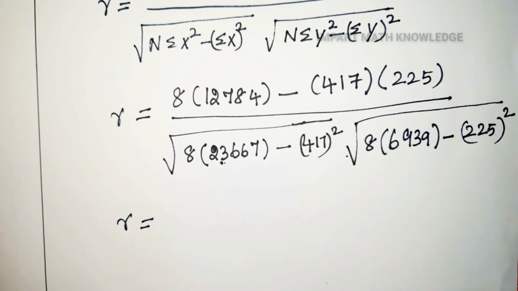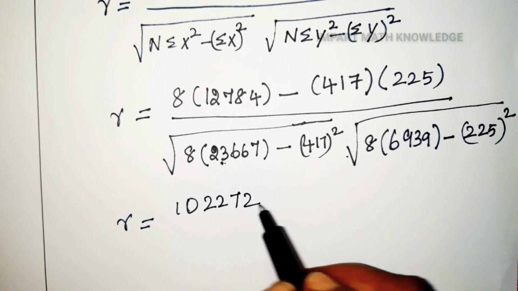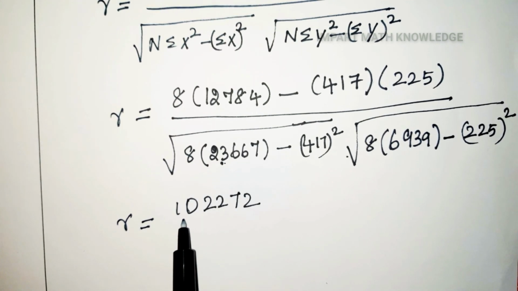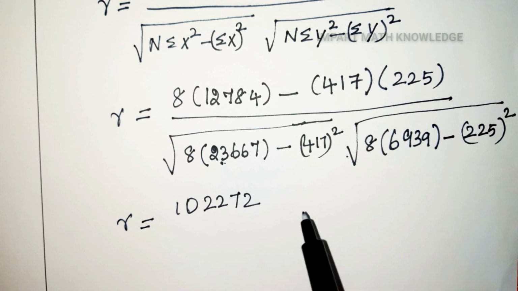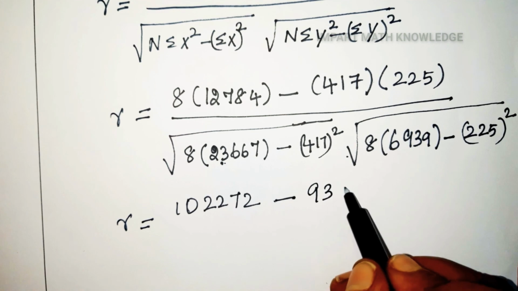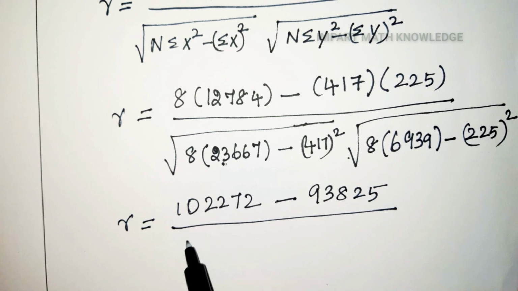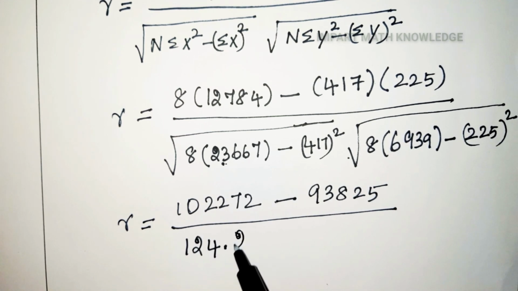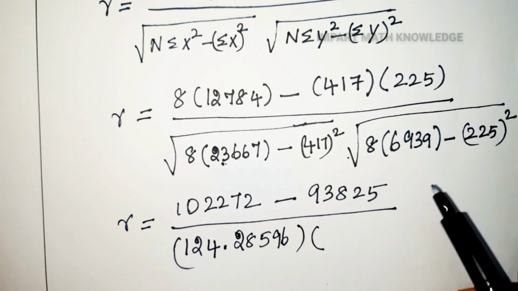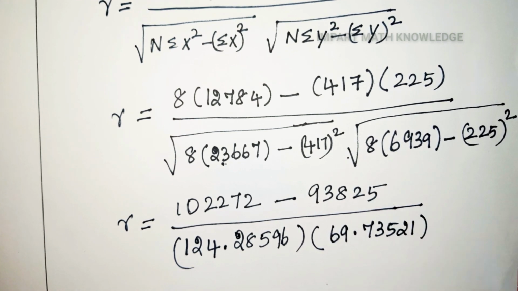Simplifying this, we get 8 into 12,784 is 1,02,272 minus 417 into 225 is 93,825, by square root of the first term is 124.28596. Square root of the second term is 69.73521.